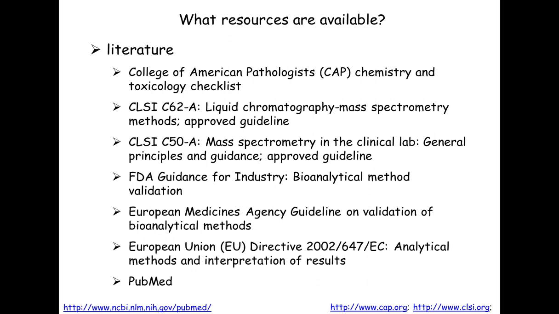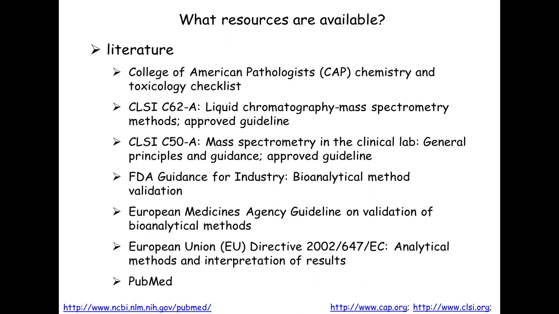So if you're a CAP-inspected lab, the checklist for chemistry and toxicology has some guidance regarding method validation that is general for all methods, but there's also some specific guidance for LC and for mass spec. The Clinical Laboratory Standards Institute, or CLSI, has an improved guideline, C62, that really delves deep into mass spec method validation. There's also other guidance out there, such as the FDA guidance, the EMA guidance, and the European Union directive that all discuss validation of bioanalytical methods. You can also look on PubMed for published papers to see how other people have done validations.